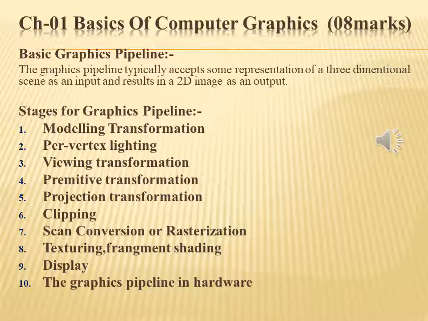Second is the per vertex lighting. Geometry in the complete 3D scene is lit according to the defined locations of light sources and reflections and other surface properties. Current hardware implementations of the graphics pipeline compute lighting only at the vertices of the polygons being rendered. The lighting values between vertices are then interpolated during the rasterization.